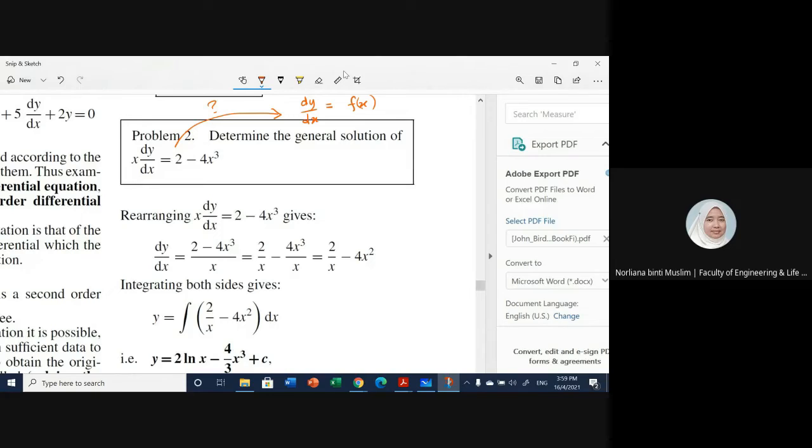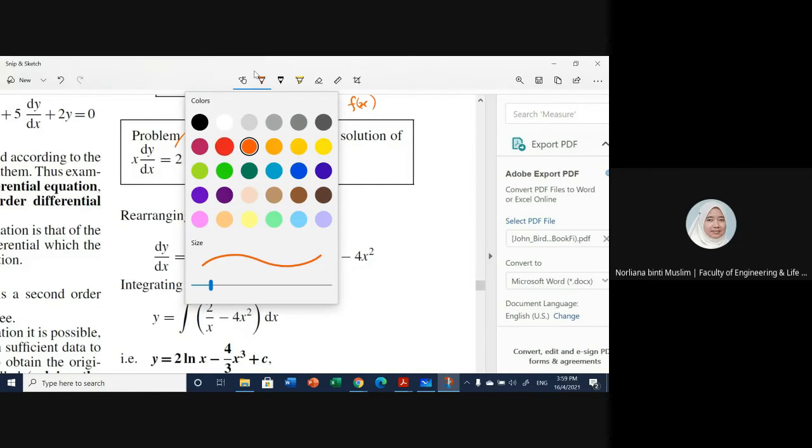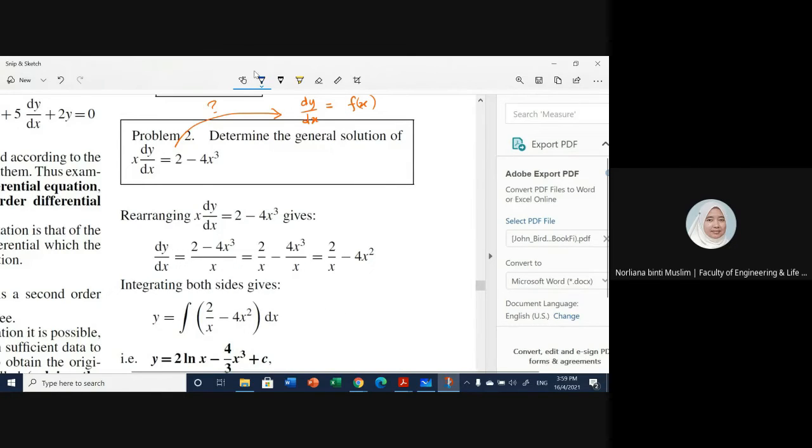Okay, so it is not in this form, but you can modify it, right? You can modify or you can transform. Okay, so how to transform it? Just bring this one to the right hand side. Here it is times, so bring the other side means divide. So we have dy/dx equal to (2 minus 4x^3) over x.